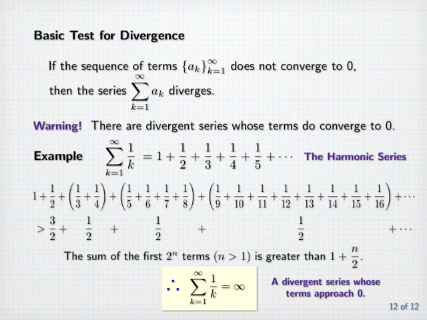So while we can conclude that a series diverges if its terms do not converge to 0, we cannot conclude that a series converges simply because its terms do approach 0. In fact, the next topic that we will study is how to determine whether a series converges when its terms do approach 0.